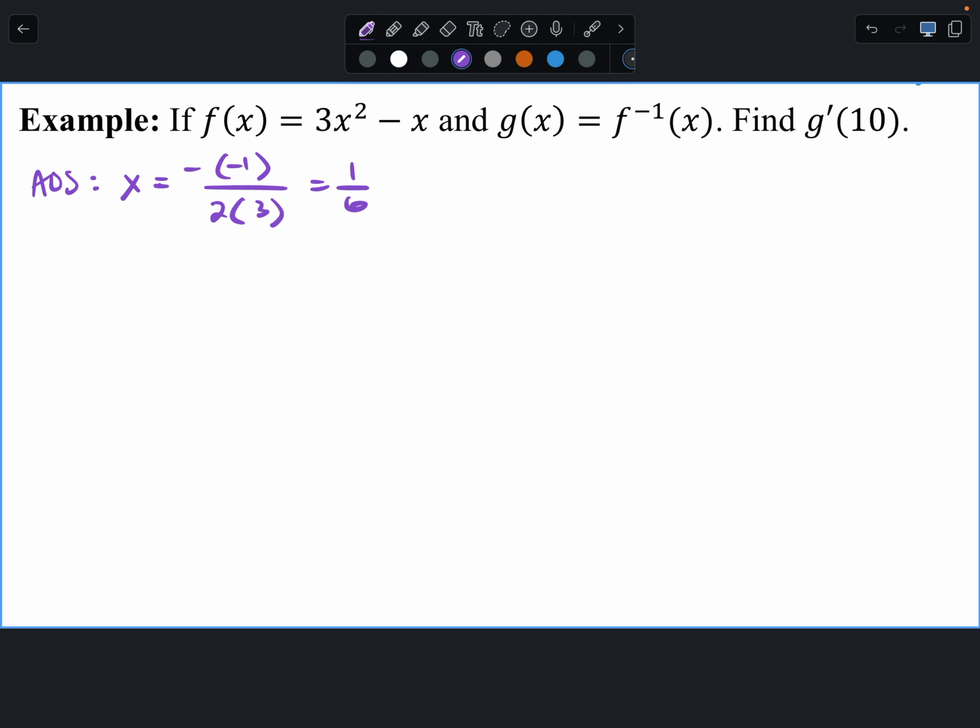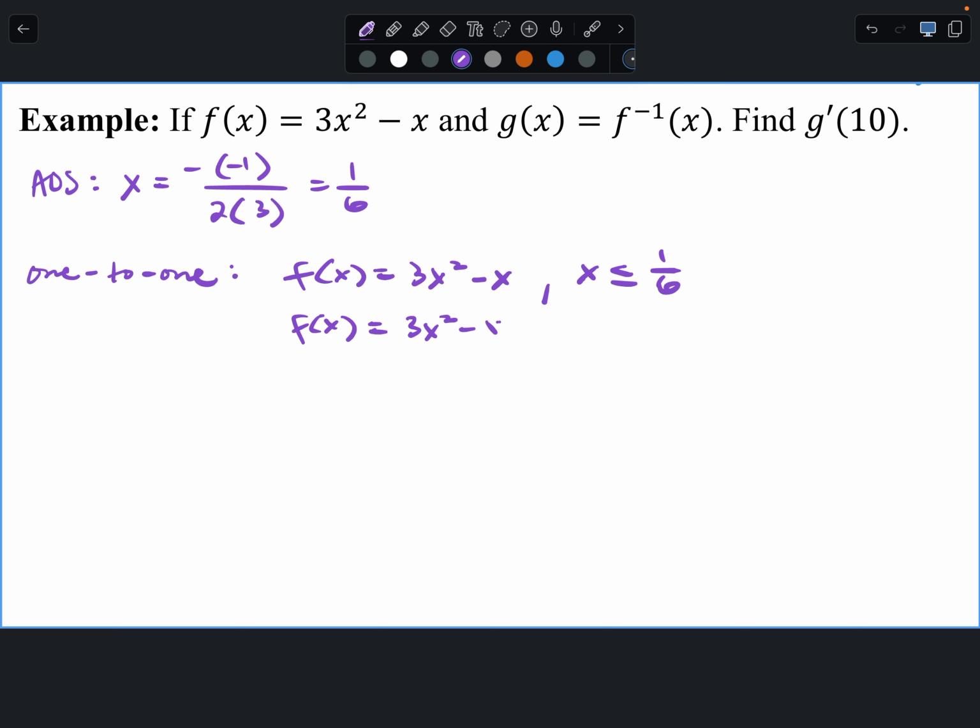Meaning f is 1 to 1 from negative infinity to 1/6. We could have f defined for x less than or equal to 1/6, or we could have f defined for x greater than or equal to 1/6. Okay, so either of those graphs would be 1 to 1. So we're going to hold that thought.